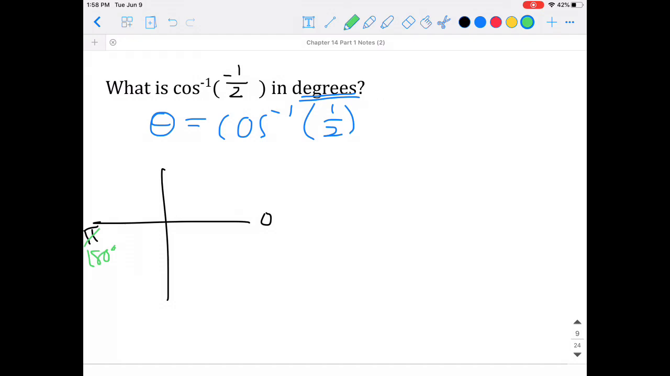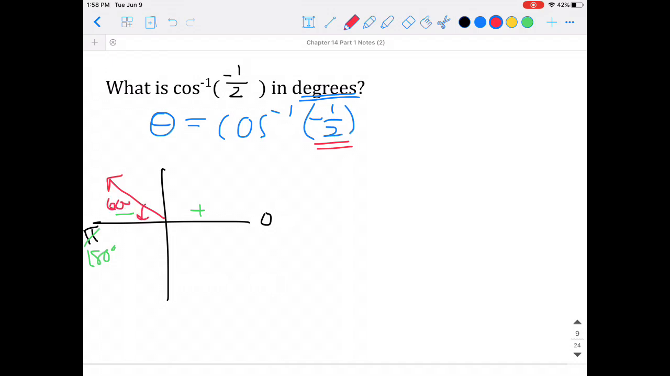So in our first quadrant, we know cosine is positive. In the second quadrant, cosine is negative, and we're trying to find the angle when cosine is negative 1/2. Sorry, this should be negative 1/2. That means we are in our second quadrant. When cosine is 1/2, that is a 60-degree triangle.